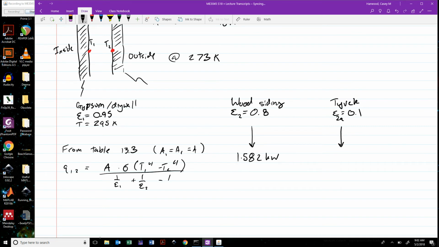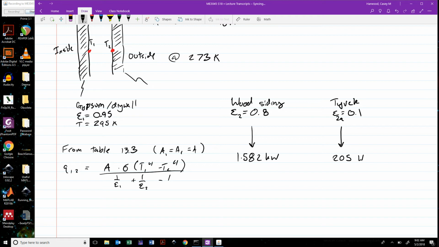With this Tyvek wrap in place, that drops to 205 watts. Okay, this is here to demonstrate, neglecting conduction, neglecting convection. Right? This is purely radiation.